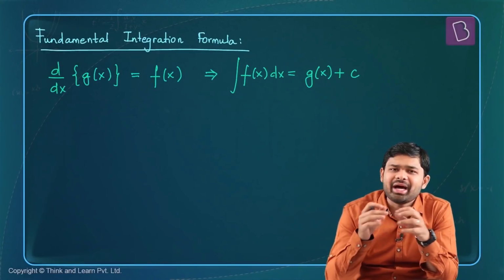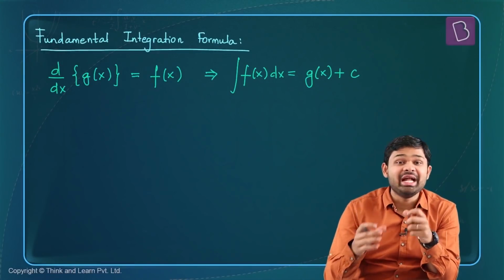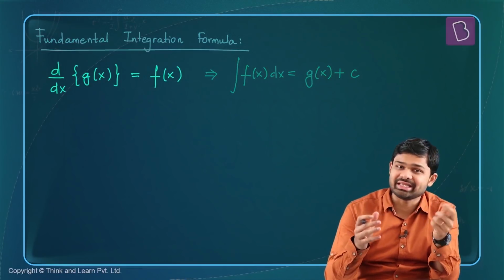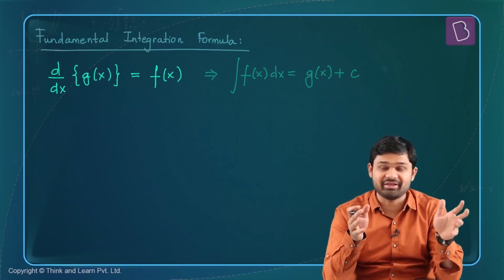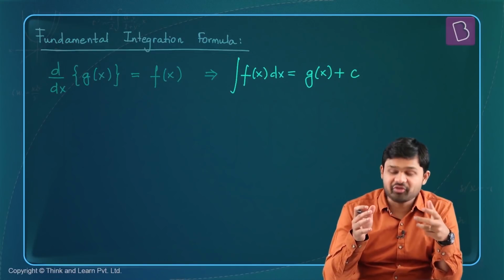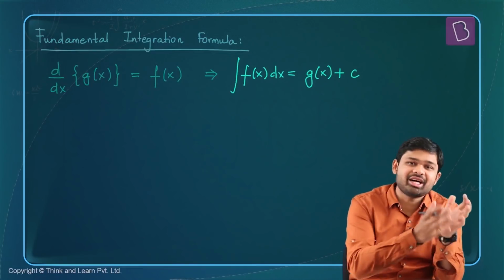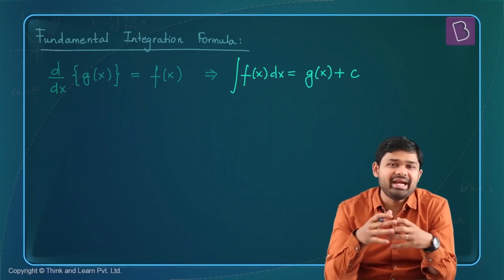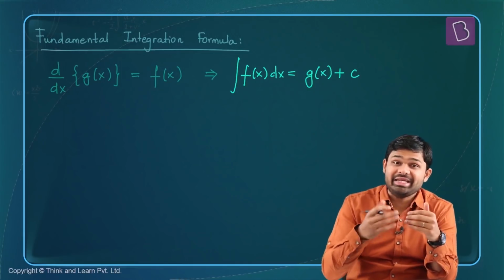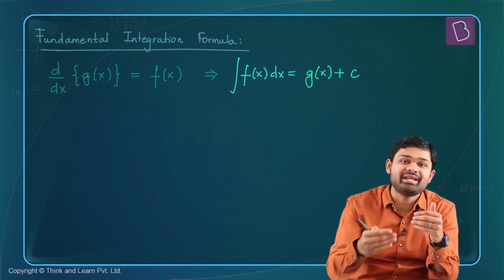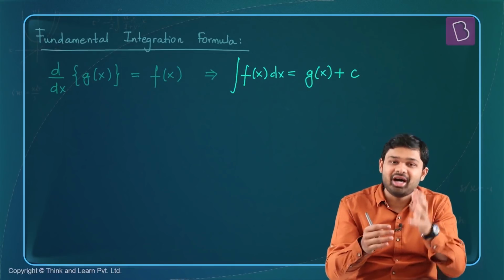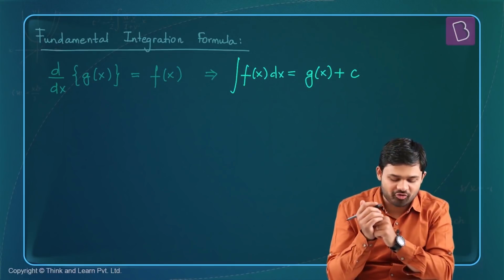You begin by looking at the derivative of a function. If the derivative of g of x is f of x, then the integral of f of x will give you g of x plus a constant. So when you integrate the derivative of a function, you will get the function plus a constant. So you get a family of functions.